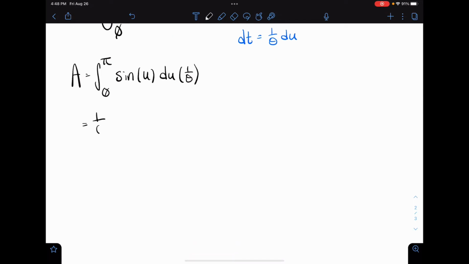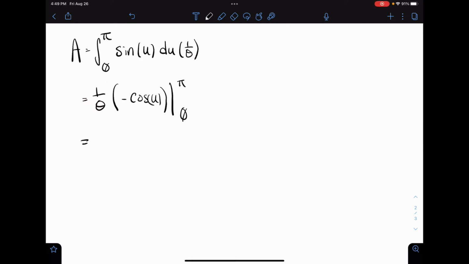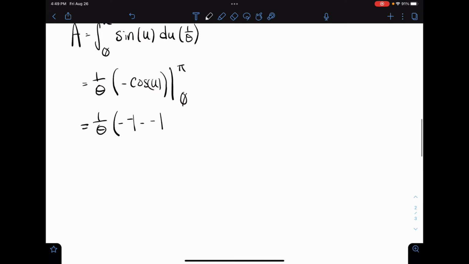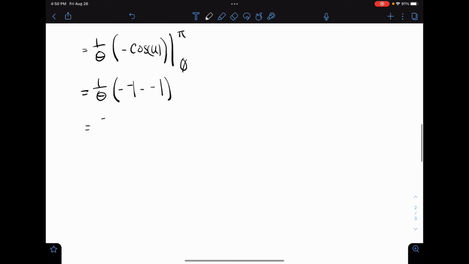We're going to get 1 over theta times negative cosine of u from 0 to pi. And our answer is going to be 1 over theta times negative 1 minus negative positive 1, which just becomes 2. And we get 2 over theta as our final area.